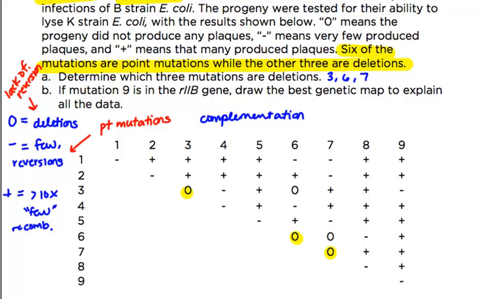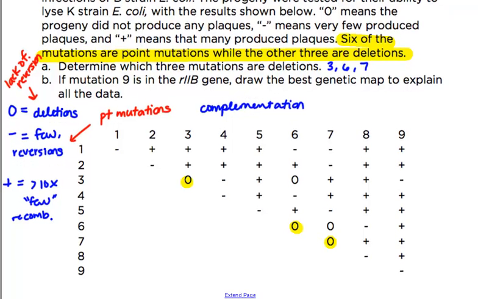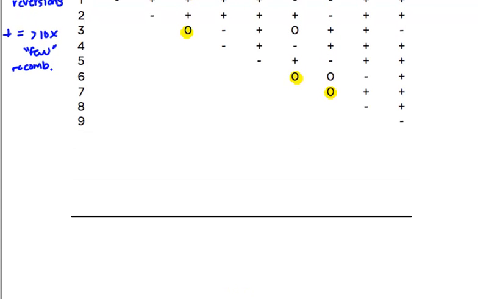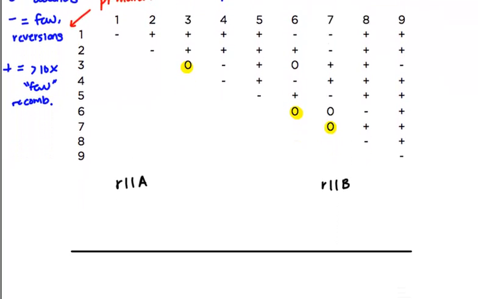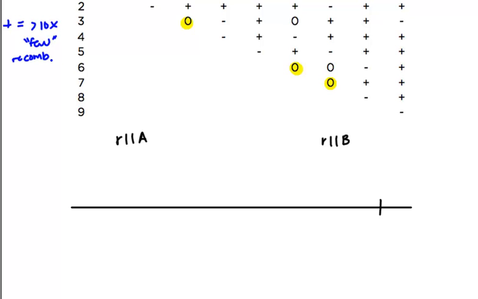Now it's saying if mutation 9 is in the R2b gene, draw the best genetic map to explain all the data. So I'm going to draw a chromosome because the R2 genes are on the same chromosome. We can say that this side will be R2a, and then this side can be R2b. And it's saying that mutation 9 is in the R2b gene, so we could just put that here for now. We could always move it later if we find that's not the right place for it.